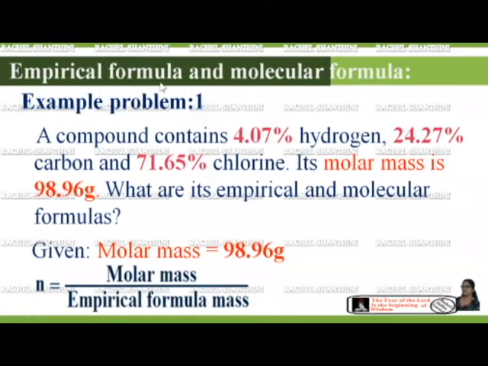Understand this concept, empirical formula and molecular formula, with an example problem. A compound contains 4.07% hydrogen, 24.27% carbon, and 71.65% chlorine. Its molar mass is 98.96 gram. What are its empirical and molecular formula?